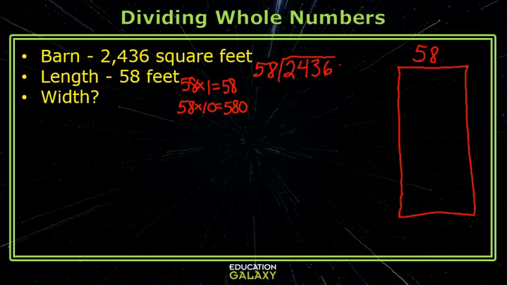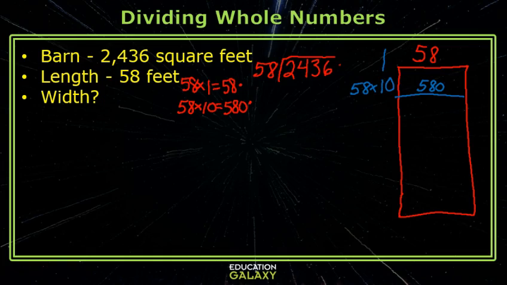So with the area model, we're going to take out areas of 580 from the total until we have less than that. Then we will take out areas of 58 until our remainder is either zero or at least less than 58. So I'll begin by taking out an area of 580. That is 58 times 10.